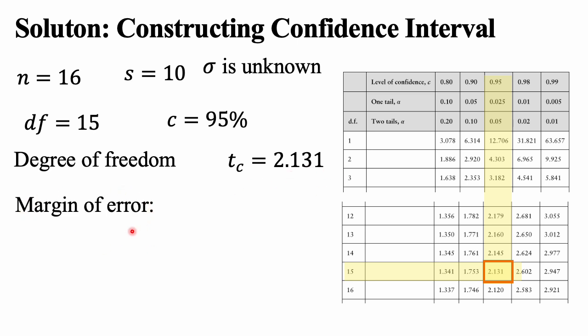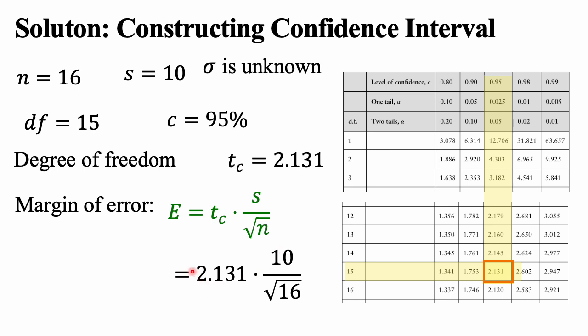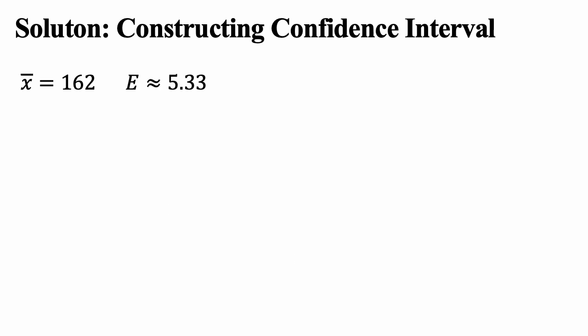Now what is the margin of error? Now very carefully, guys, E is going to be critical value times sample standard deviation over square root of sample size. So critical value 2.131 times sample standard deviation 10 over square root of sample size 16. So margin of error is going to be 5.33.